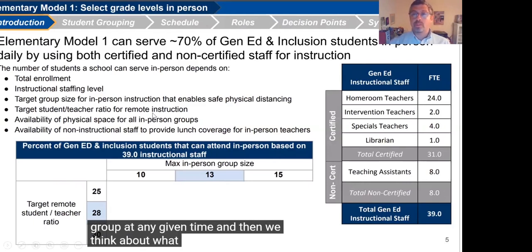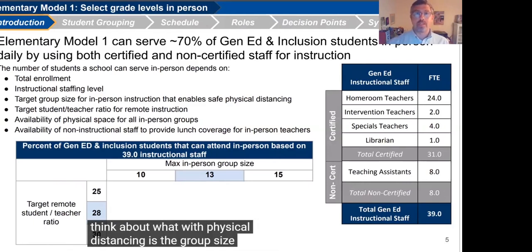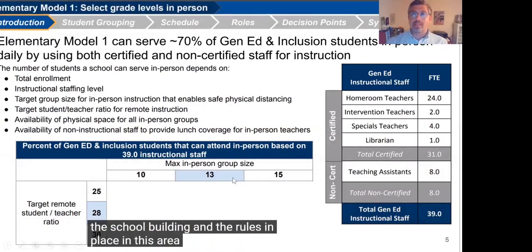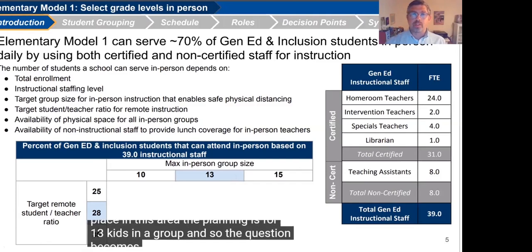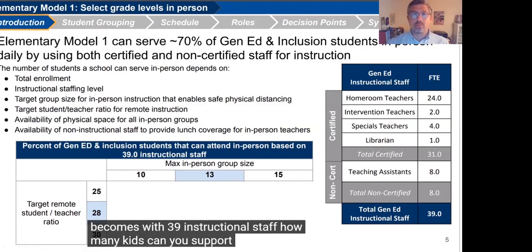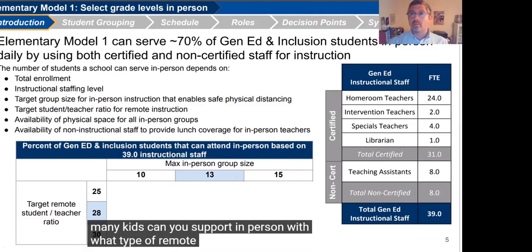And then we think about what, with physical distancing, is the group size that's required for in-person, and we're assuming, based on the configuration of the school building and the rules in place in this area, the planning is for 13 kids in a group. And so the question becomes, with 39 instructional staff, how many kids can you support in person with what type of remote staffing, given what you need to do for in-person staffing?